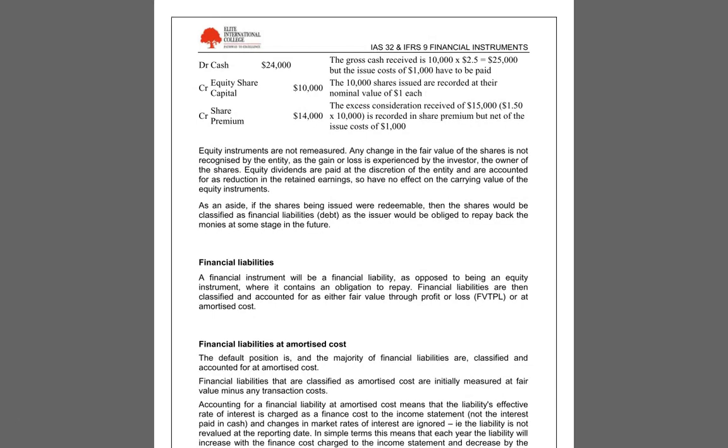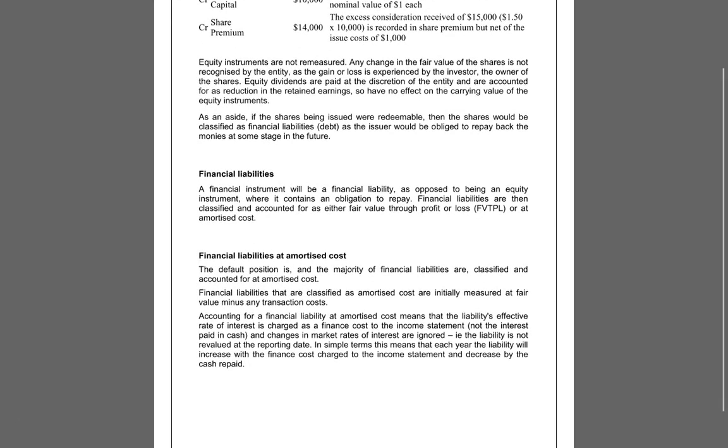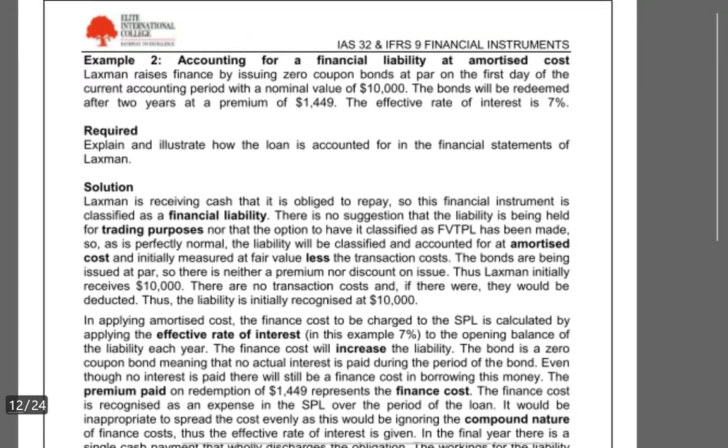Financial liability: amortized cost, fair value through profit and loss. So amortized cost, fair value through profit and loss. So we have an example here, a quick one.